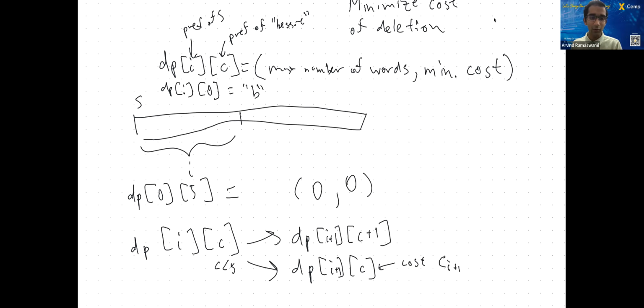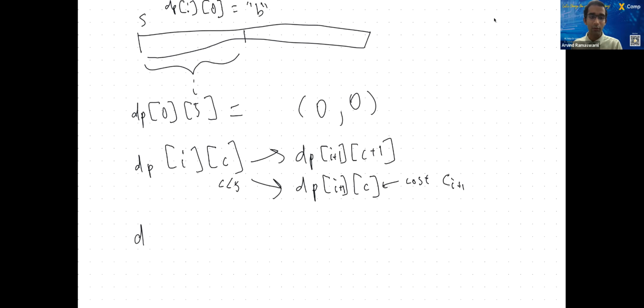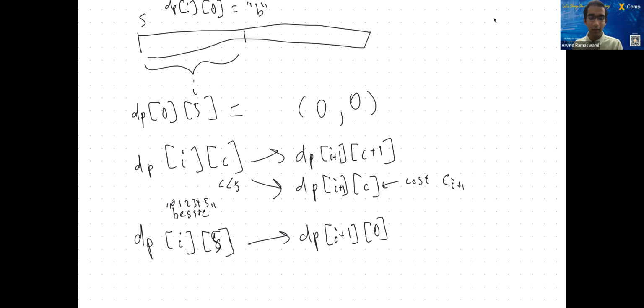And then the other case is where C is equal to 5, which means that I've processed the entire Bessie. The indices are like 0, 1, 2, 3, 4, 5. Then for DP[I][5], case 1 is I process a new character, in which case it is DP[I+1][0]. And then case 2, I don't create a new word, DP[I+1][5].